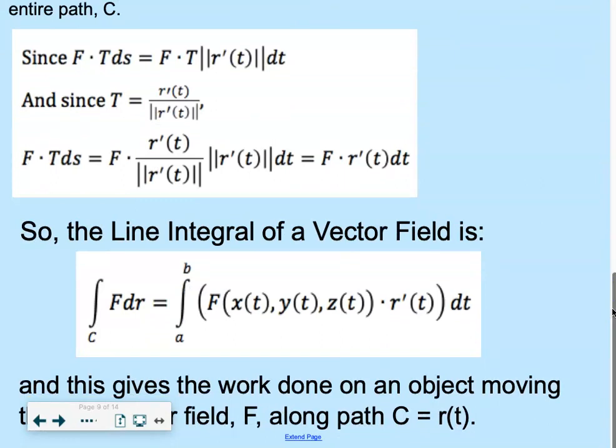We'll start off with this on Monday, but here's my favorite part. It's really F dot r prime dt. This is really supposed to be a dot, but I like to think of it as FDR. It helps me remember it. Anyway, we're going to close there.